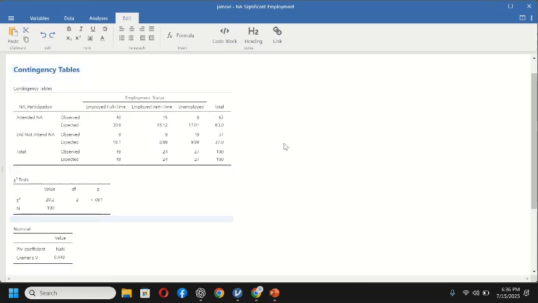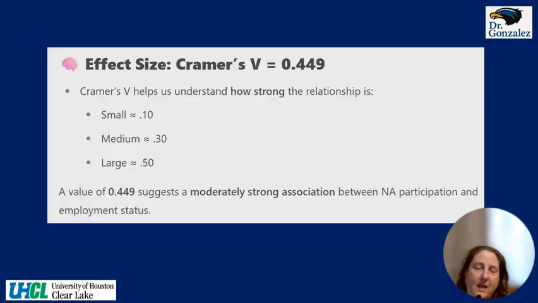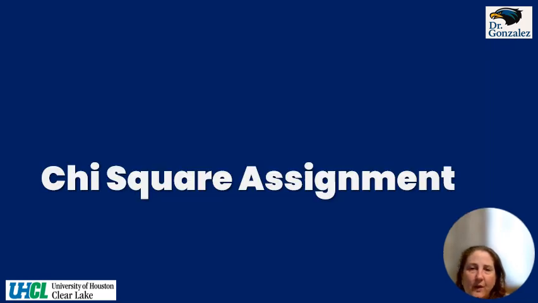So I'm going to end this here and go back to the PowerPoint and then explain your assignment for the week. All right, so this is the slide that I told you I was going to include that interprets effect size for chi-square Kramer's V. We had a Kramer's V of 0.449. That helps us understand how strong the relationship is. It is between 0.30 and 0.5, so 0.449 is a moderately strong relationship. And that's good. That's what you want to see. So let's go over your chi-square assignment for the week.